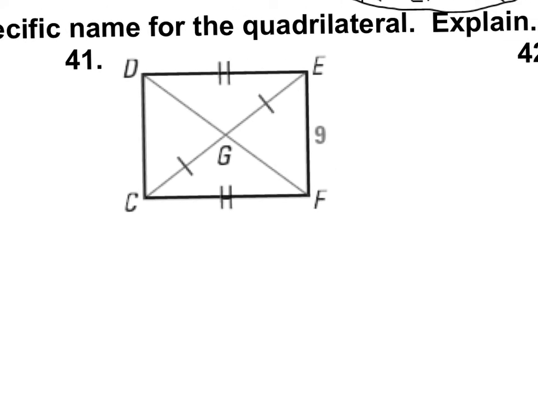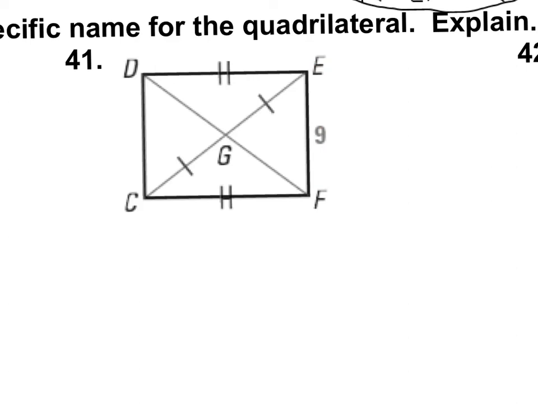All right, number 41. Okay, looks like we have one diagonal that's bisected. Maybe the other one is, maybe it's not, I don't know. We have one pair of opposite sides congruent, but I don't know about the other one. Like I know this is 9, I don't know if this is 9. So there's kind of a bunch of information that doesn't really add up to anything. So this does not meet any of our rules for any of the shapes that we studied.